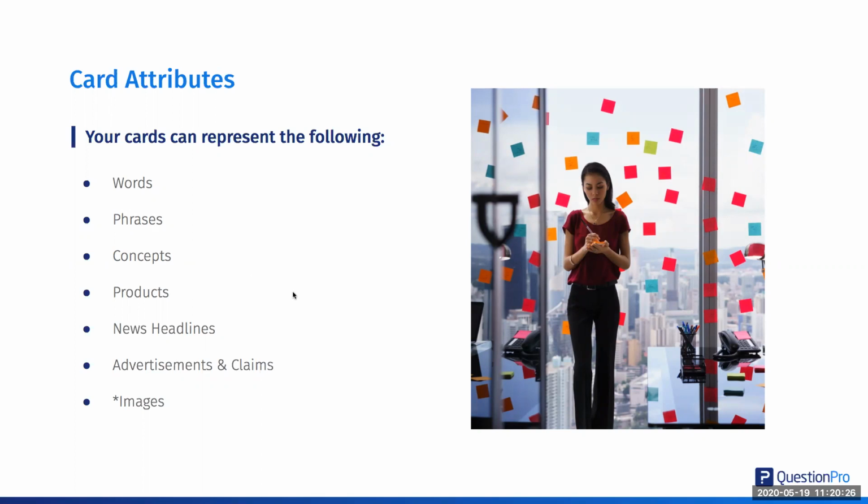You can do news headlines. If you work for a journal and you're not sure how to classify your news or your information, you can do that as well. And as I mentioned before, you can categorize advertisements and claims, by claims meaning emotional claims versus numerical claims versus competitor claims. And then lastly, you can include images if you like. Examples of that could be certain clothing or certain furniture or appliances, and even logos.